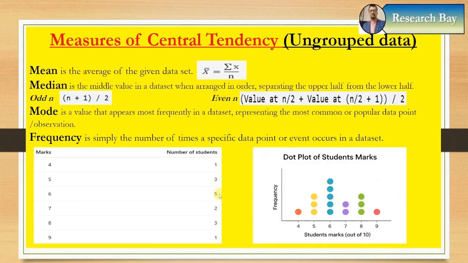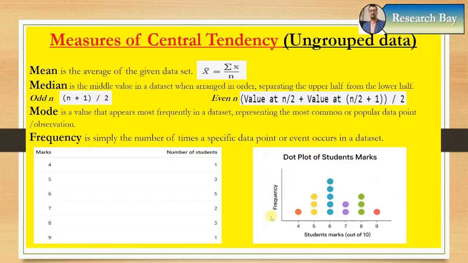So in that case, if there are 3 male students, I can say 3 is the frequency of male students lying upon 6 marks. They have secured 6 marks, right? That is frequency. That's how you use it.